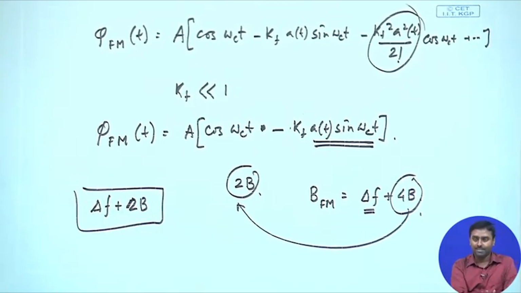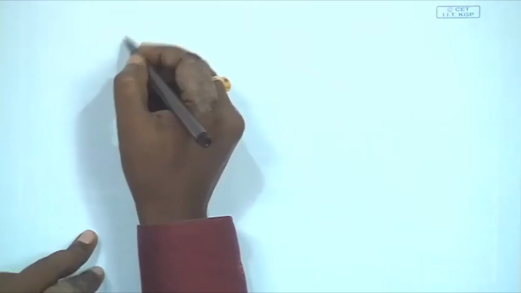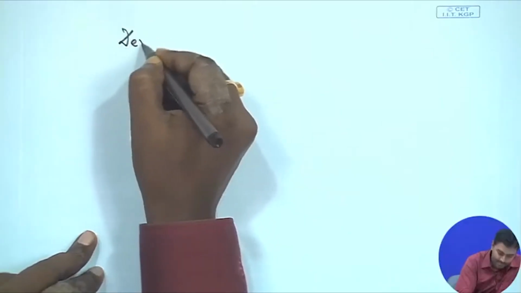We will come back to this. Okay. So, this must be the FM bandwidth. Let us try to see how we can deal with that. So, to deal with that, let us try to define one thing which is called frequency deviation ratio.